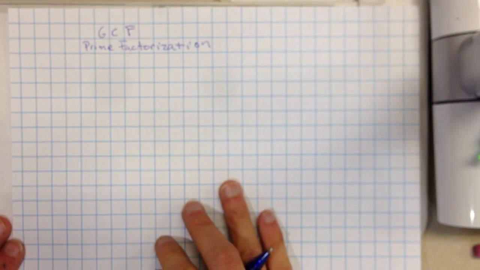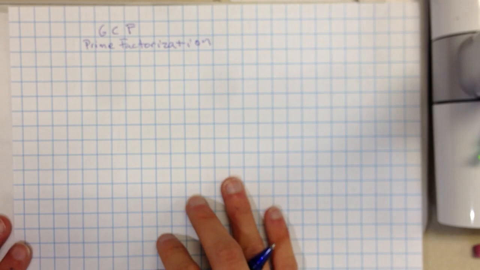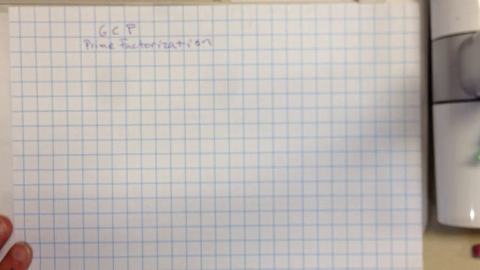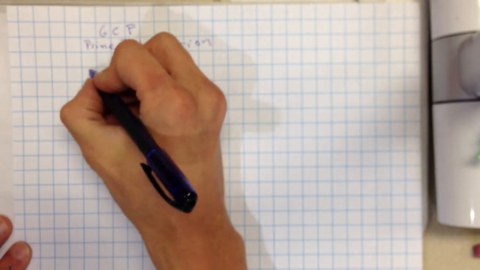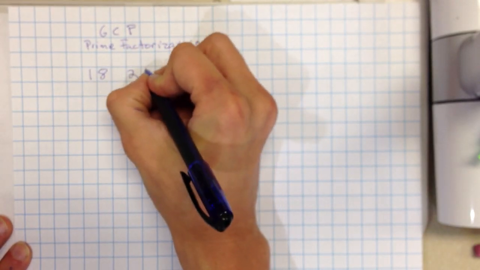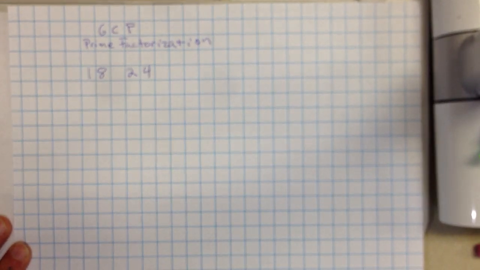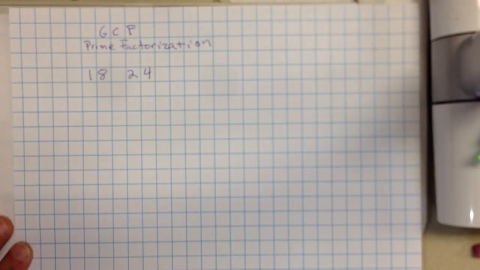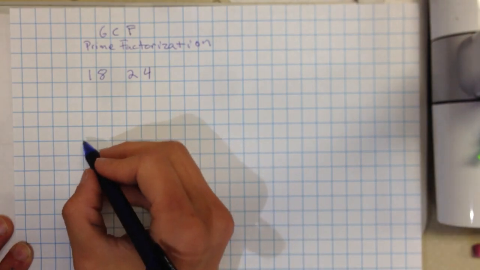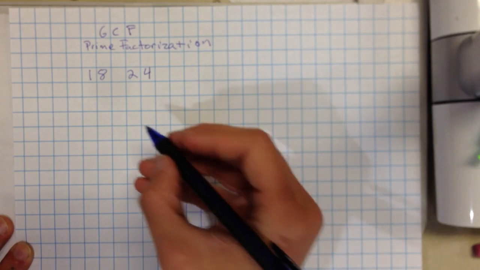So the way that I'm going to find it by prime factorization, I'm going to use the same numbers. We know last time when I did it by factoring, I used 18 and 24. We know the GCF is going to be 6, but this is all about the process. So the first step is we're going to create a factor tree for each number.